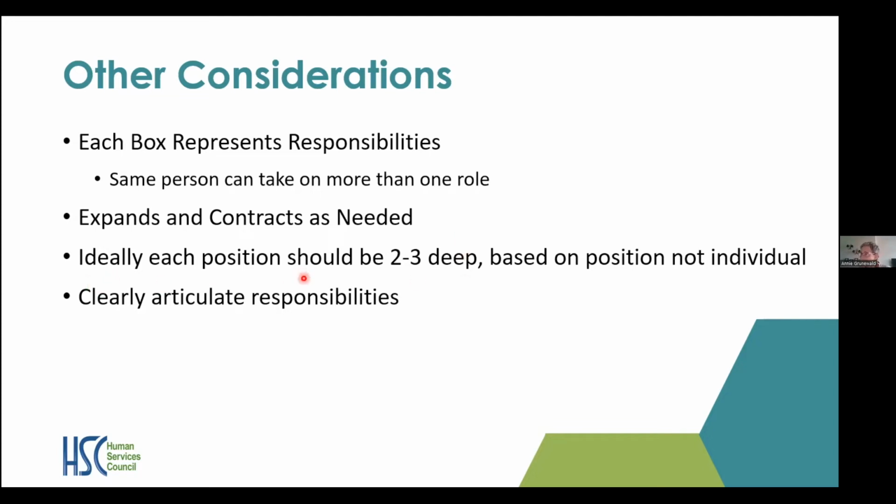Like I said, ideally, each position should be 2 or 3 deep. So you can make sure you're covering if people are on vacations where they really can't get notified, or maybe your policy is you're on vacation, or they're sick, or there was a sudden staff change and you don't have anybody in that position. So you want to make sure you have a couple deep in there. And then you want to make sure you clearly articulate responsibilities of those team members.